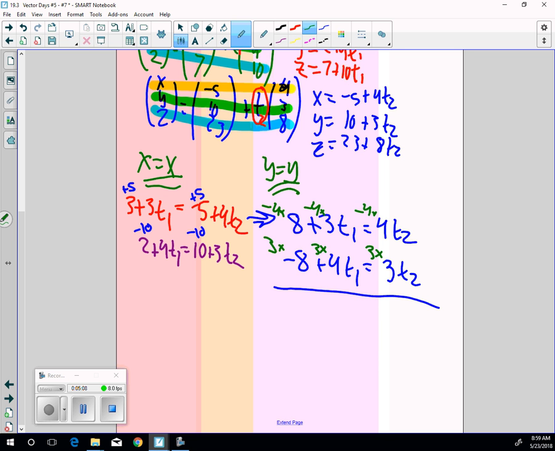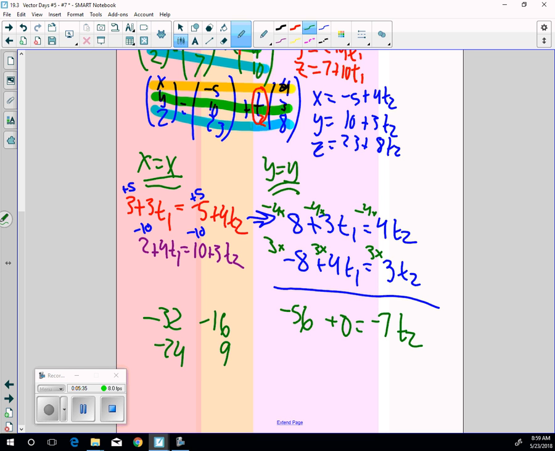So what happens, you'll get negative 32 minus 24. What's negative 32 minus 24? Negative 56. And then negative 12 plus 12 is 0. And then negative 16 plus 9. Negative 16 plus 9 is what? Negative 7.